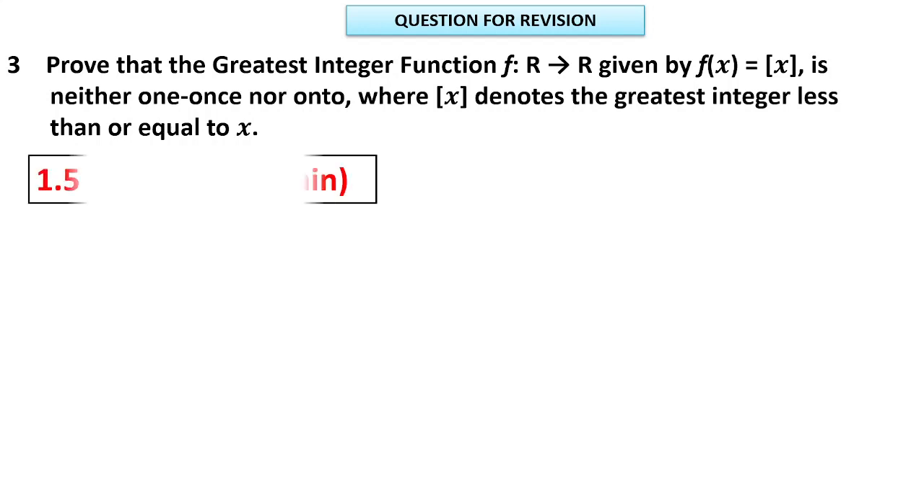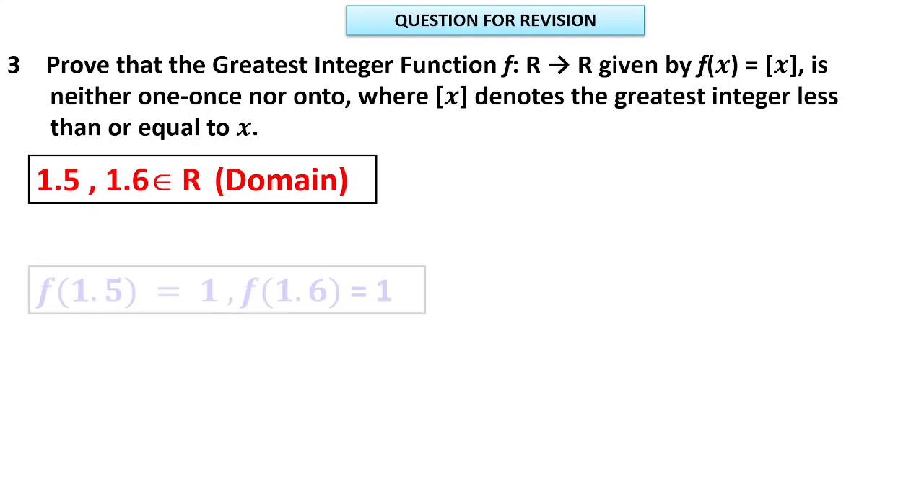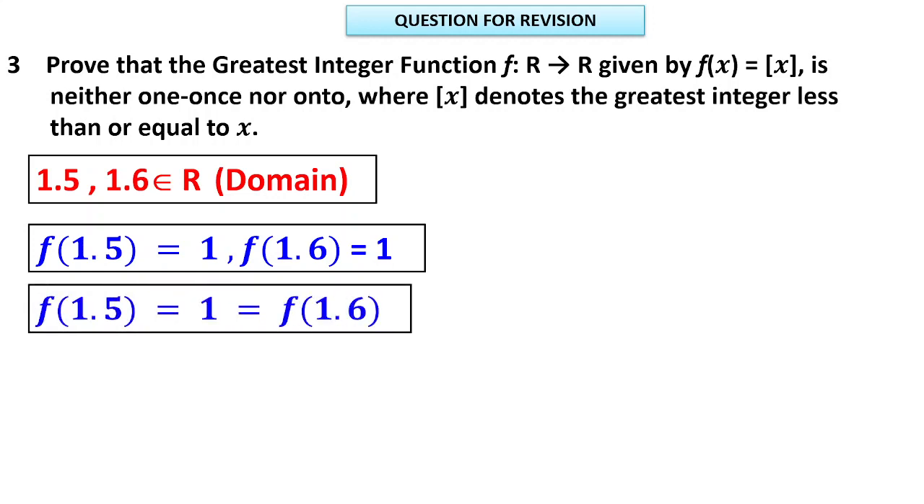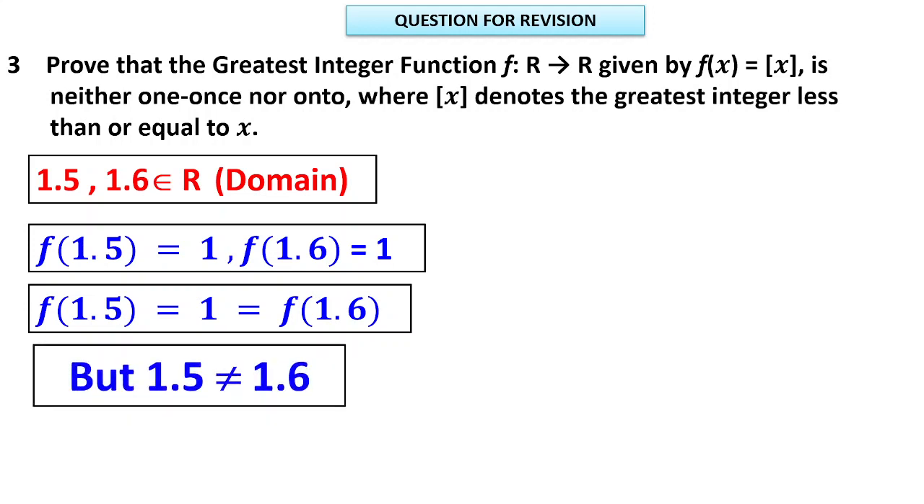Well, good. Let us check whether it is 1, 1. I will take two real numbers. I am not taking integers, 1.5 and 1.6. What is f of 1.5? It is 1. f of 1.6 is 1. But you are seeing that f of 1.5 and f of 1.6 are equal, but 1.5 is not equal to 1.6. Therefore, it is not 1, 1.